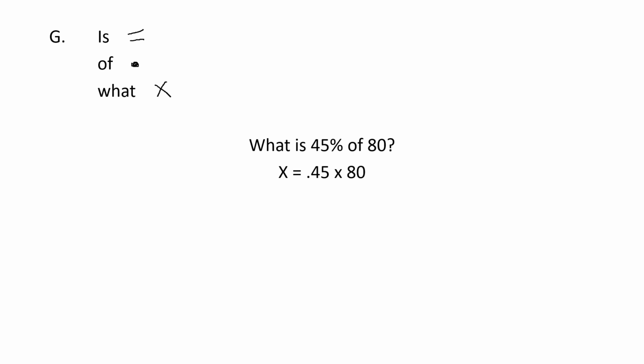And then because of the way this one is set up, I just multiply straight across. Sometimes, depending on where the x is, once you formulate your equation, you may have to move some things around. So that's why you need to set it up first so you can see what it looks like. And in this case, it's just 36.